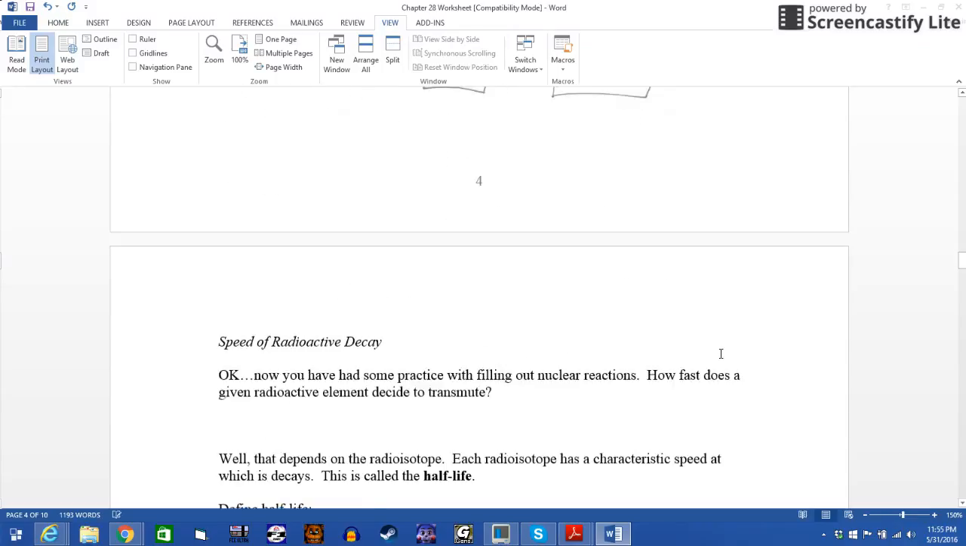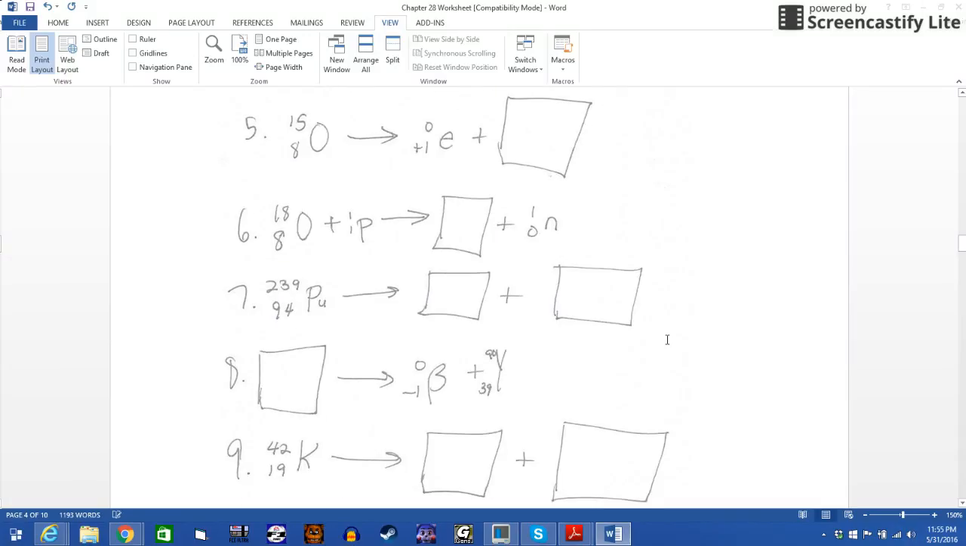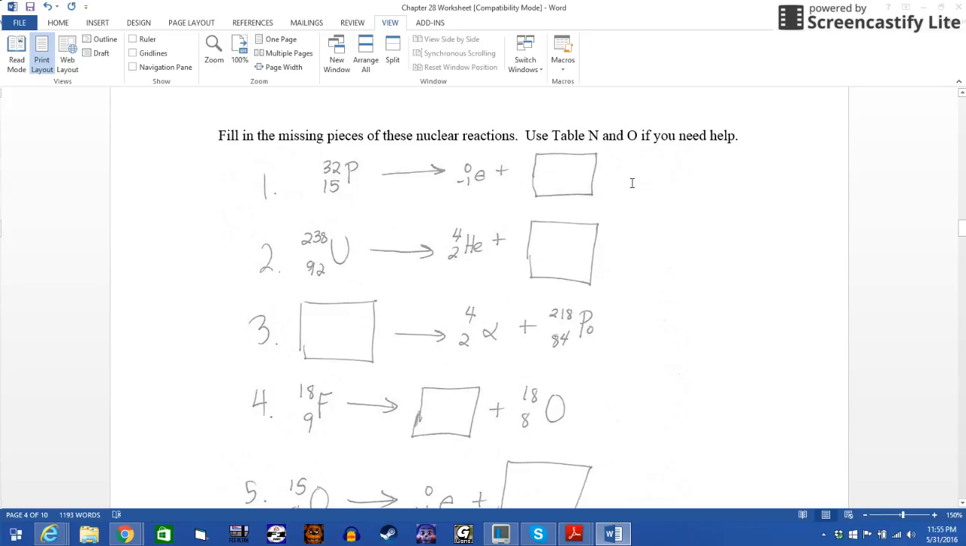And after that, you're done with 40% of the unit, and all we're left to talk about is half-life and applications, and then that's the whole unit. So, and we'll do a lab also. So that's the story. Use table N and table O on page 4 if you need help, and that's about it.